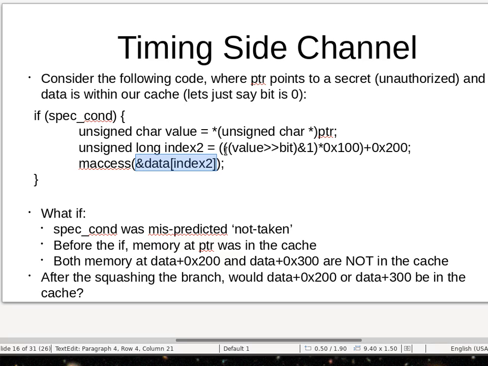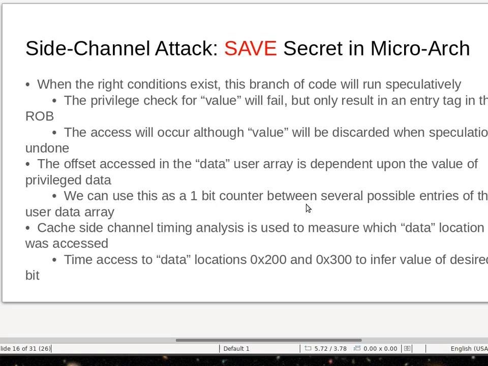Notice this value is 1 if it's in the cache, because this whole thing is going to execute very quickly. This value is going to be 0, or the previous value, if it's not in the cache, because by the time this completes, it's going to be squashed. So this means that this piece of data, if run enough, can read 1 bit at a time from the cache.